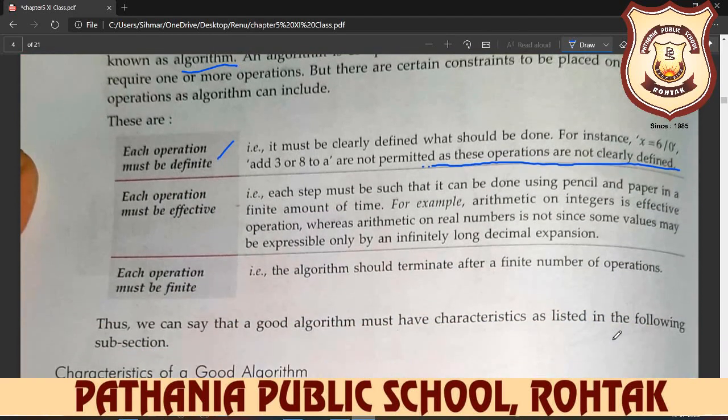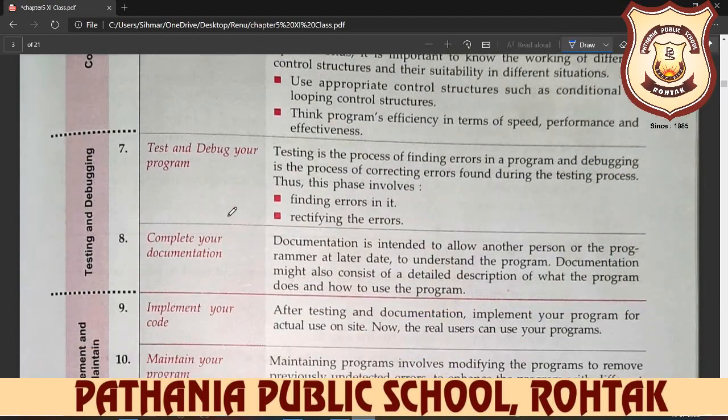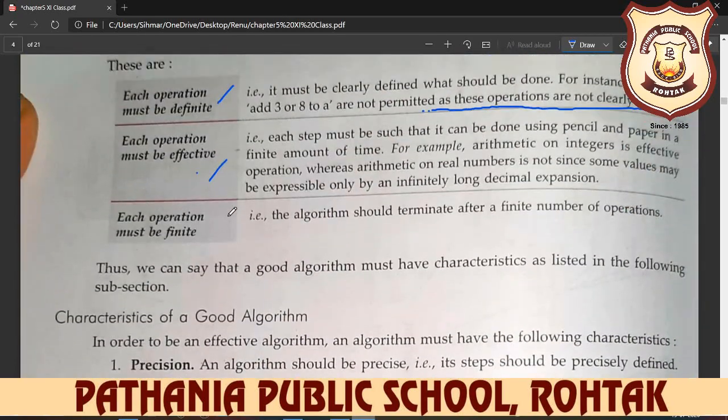The next requirement is that each operation must be effective. Every step is very effective in an algorithm. Each step must be such that it can be done using pencil and paper in a finite amount of time. For example, arithmetic on integers is an effective operation, whereas arithmetic on real numbers is not, since some values may be expressible only by an infinitely long decimal expansion.